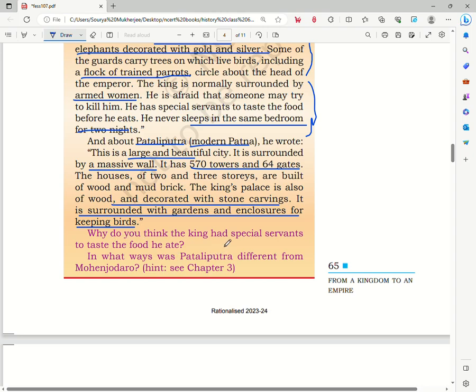So why do you think that this king had the special servants to taste the food that he ate? In what ways was Pataliputra different from Mohenjo-daro? So first of all, for this one, guys, we see that the king was an important figure and his life was at risk at all times. So anyone might have tried to assassinate him or try to usurp power from the current ruler. So as a security measure, they used to have people who used to taste the food that was served to the king before the king ate it.